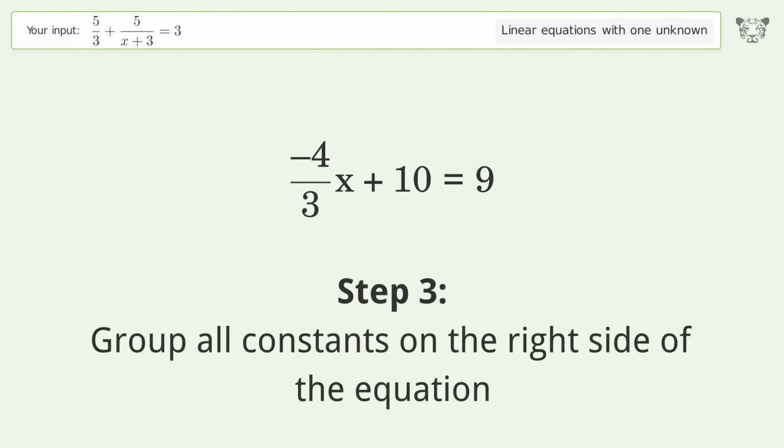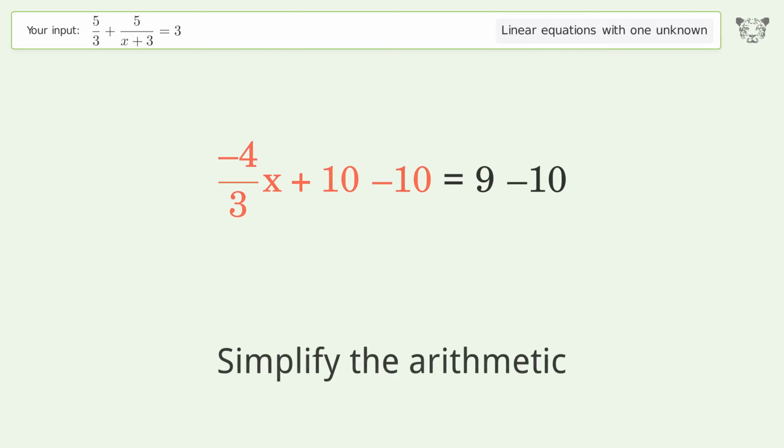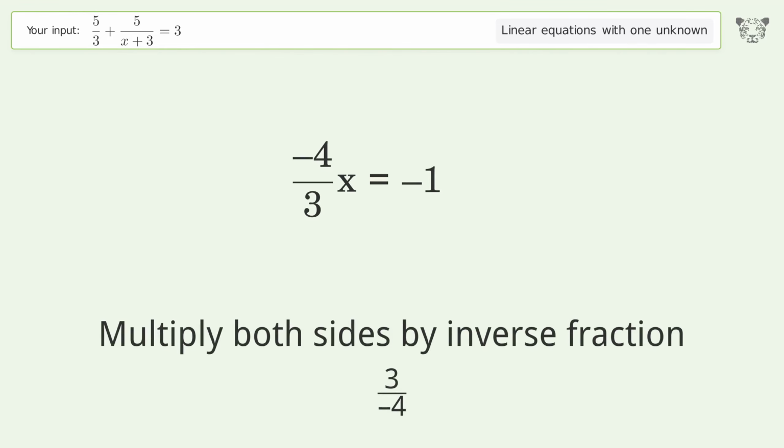Group all constants on the right side of the equation. Subtract 10 from both sides. Simplify the arithmetic. Isolate the m. Multiply both sides by inverse fraction 3 over negative 4.